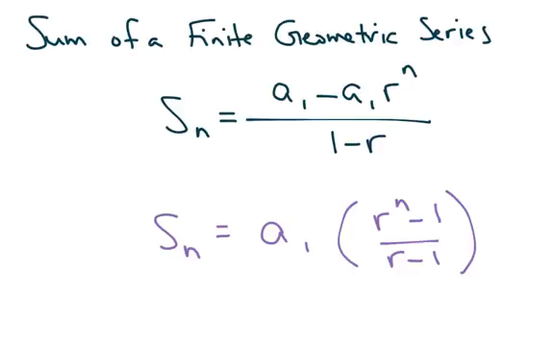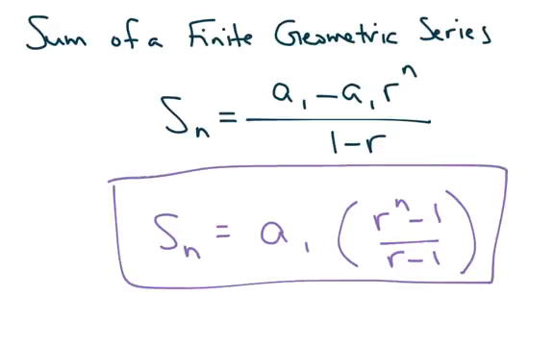Now the formula that's on the notes, S sub n is equal to a sub 1 minus a sub 1 r to the n over 1 minus r, it looks a little complicated, and we can simplify its look, but it's still the same equation. If we rewrite it here in purple, it's going to be the first term times the common ratio to the nth power minus 1 over the common ratio minus 1. And with this formula, we're less likely to make a mistake. So I really like this formula better.